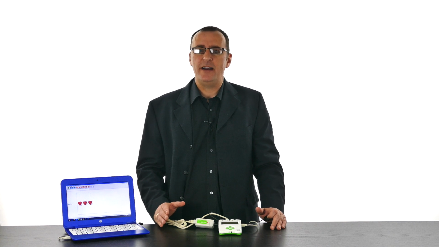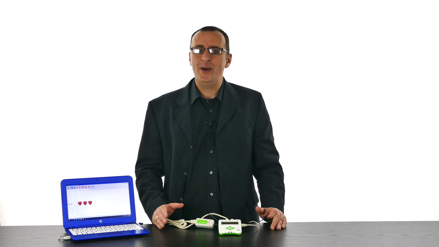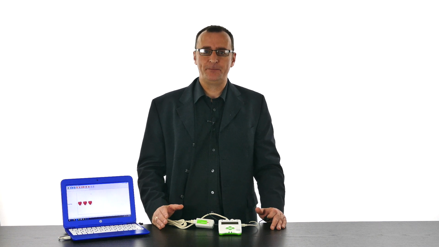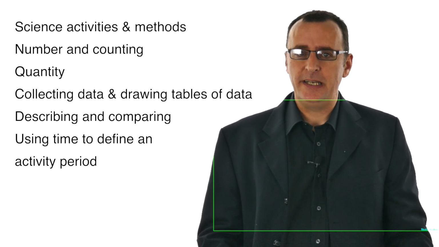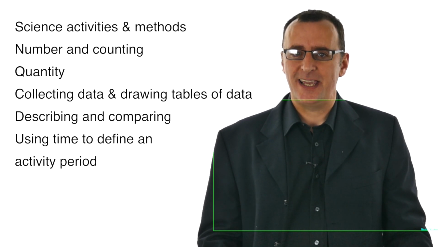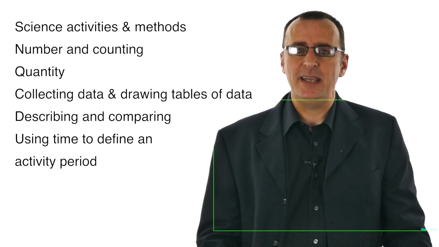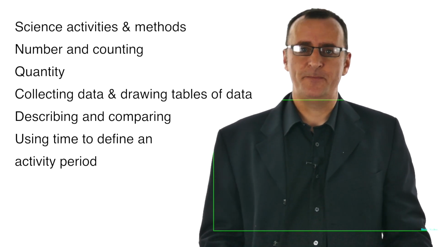You are building the idea that there is a spread of ability and that data does not always give a direct answer but can point to a probability. The learning exercises covered in this activity are science activities and methods, number and counting, quantity, collecting data and drawing tables of data, describing and comparing, using time to define an activity period.